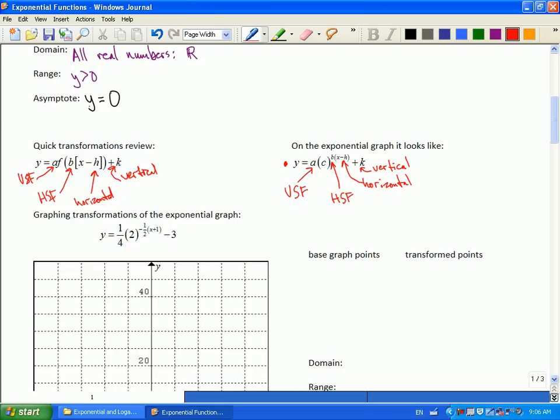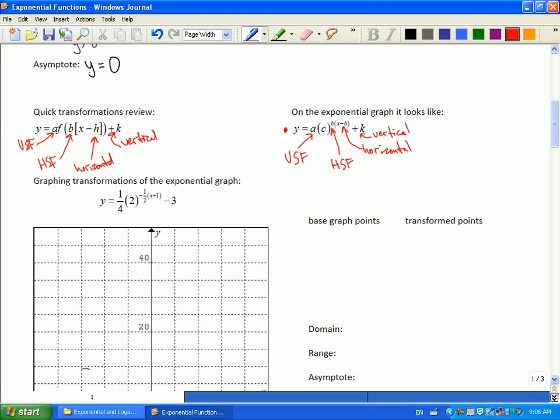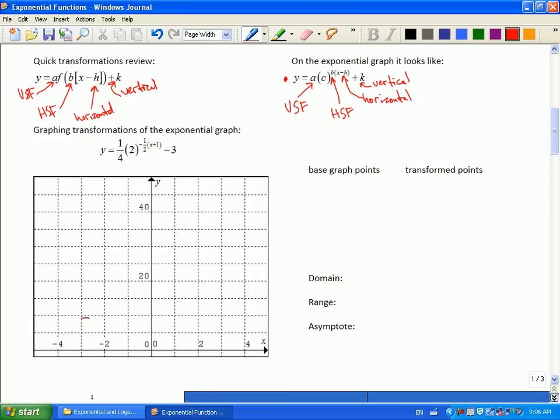Okay, so let's use your transformations knowledge so that we can come up with a graph fairly quickly. This is the graph we're interested in, but we're going to go transformation style. So what's the base graph here? If we took away all the transformations, can anybody tell me the simplest form that gives me a base graph? Yeah, 2 to the x. You get rid of all the other pieces, and we're just dealing with 2 to the x.